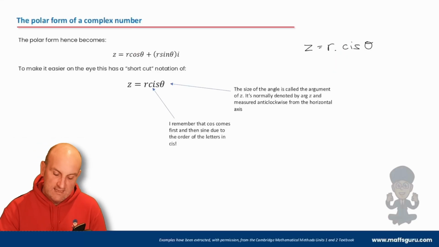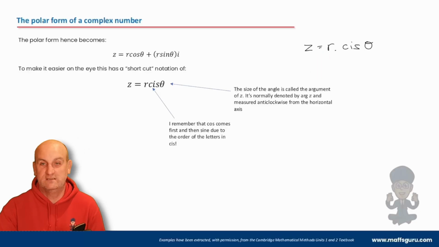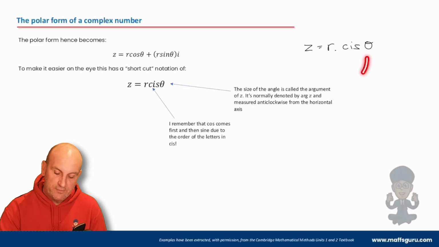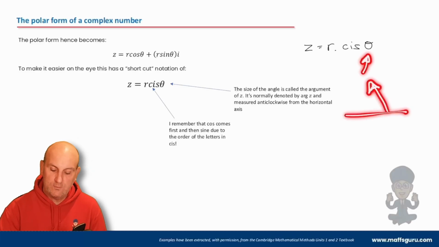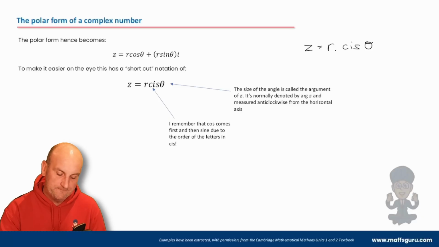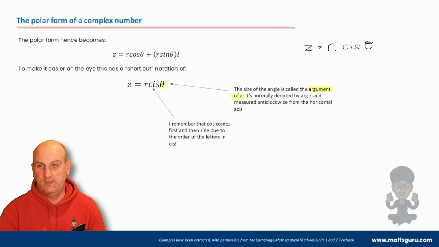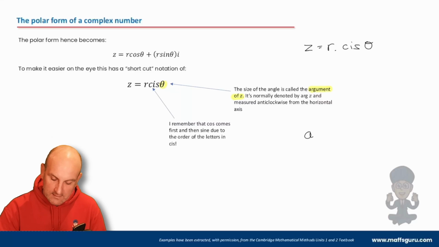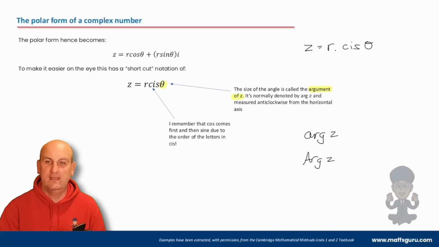So now Z is equal to r cis theta, where r is the radius of that point from the origin, if it's set on a circle, and theta is the movement in an anti-clockwise way around from the x-axis. The size of the angle is called the argument of Z. There are two ways of saying argument: a little arg of Z, and then also a capital Arg of Z. We'll come back to that in a moment.